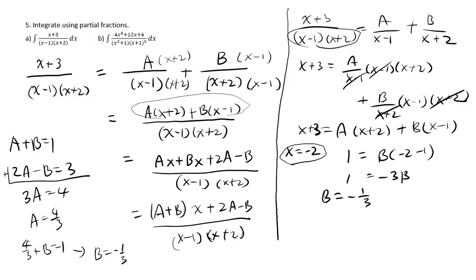And if you plug in x equals 1, this time this is going to go away. 1 minus 1 is 0. So you end up with 4 on the left side and 3a on the right side. That gives you a equals 4/3. And that's much faster than doing all this.